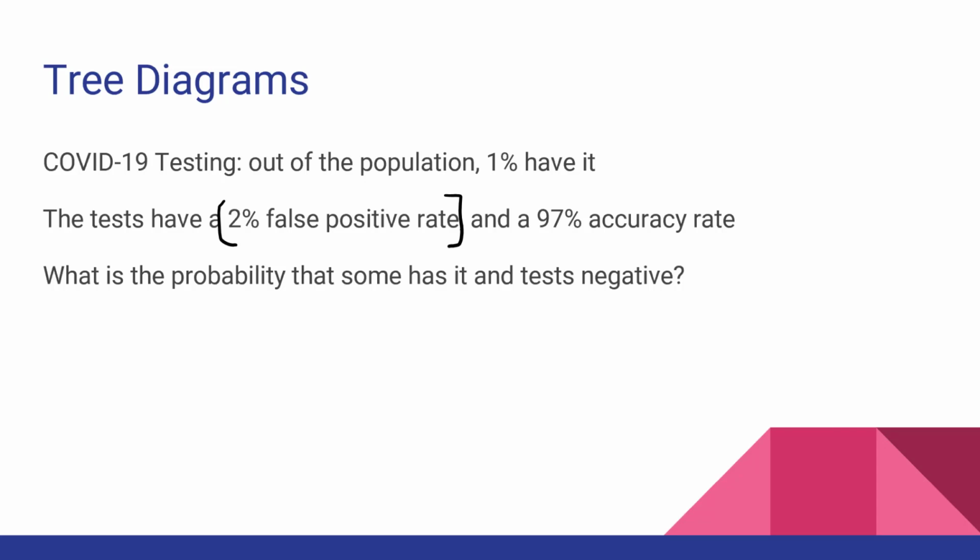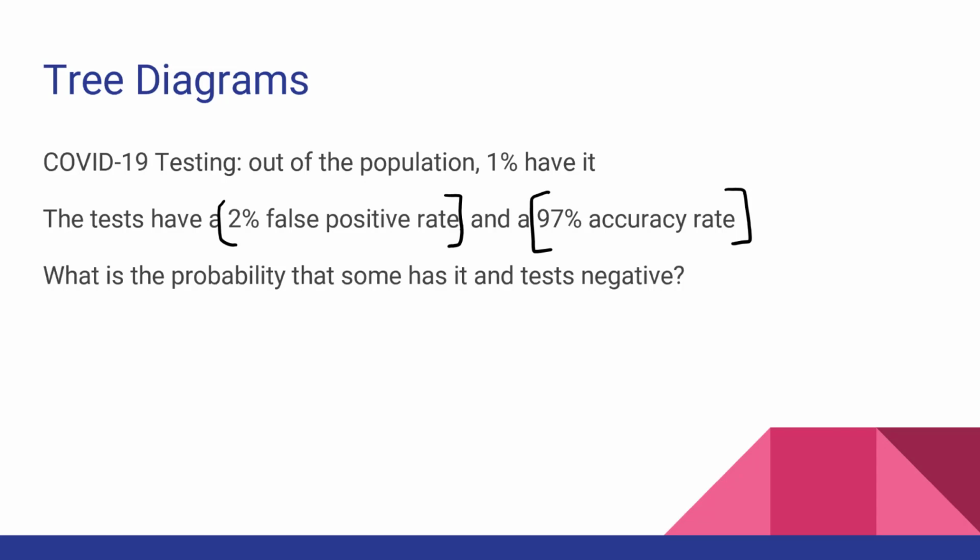And then it also has a 97% accuracy rate. This means that it will detect 97% of people with COVID. So if you have COVID, there's a 97% chance that if you get tested, it will come out as positive. Now we want to know the probability of someone having COVID and them testing negative. The best way to do this is always to draw out a picture again, so we can do a tree diagram.